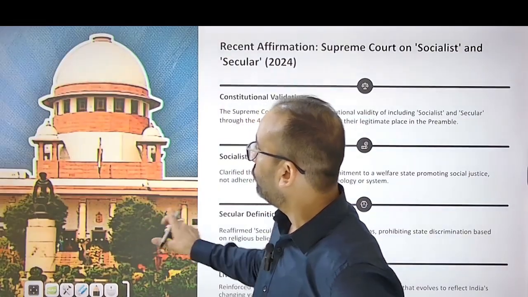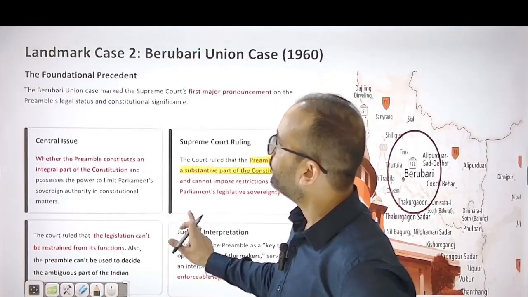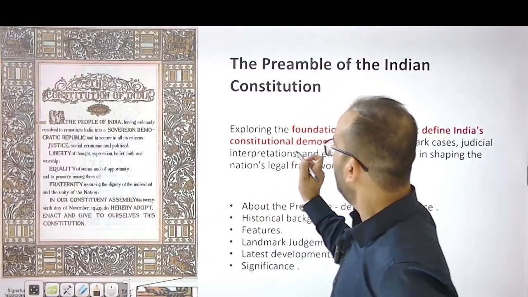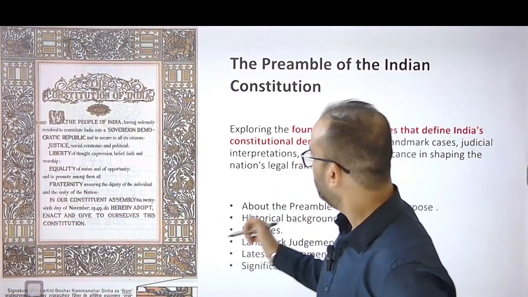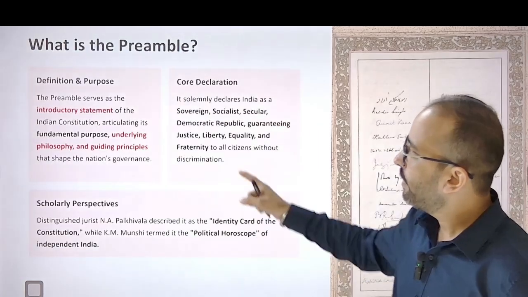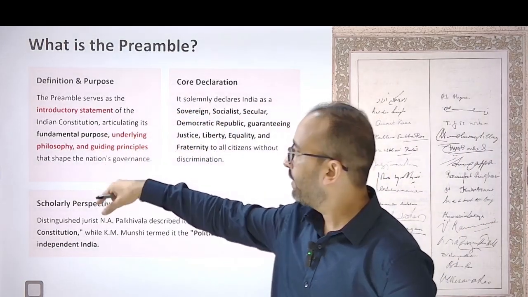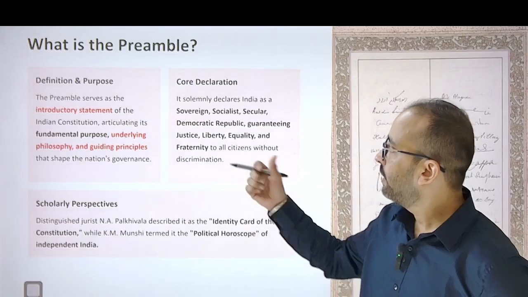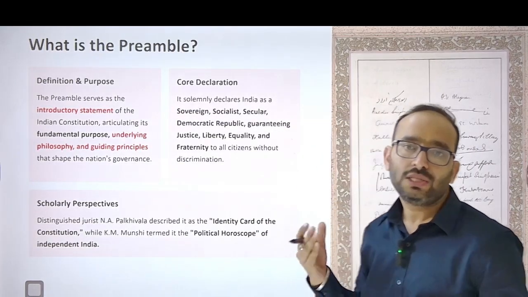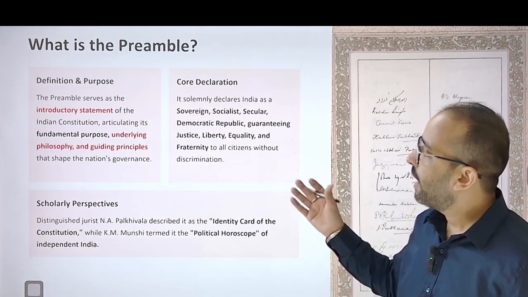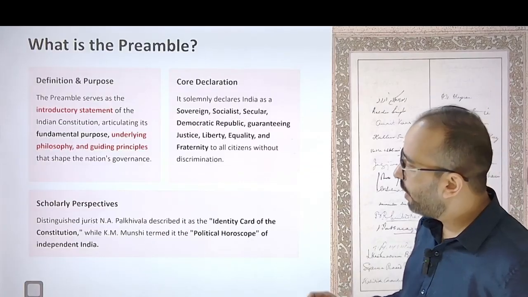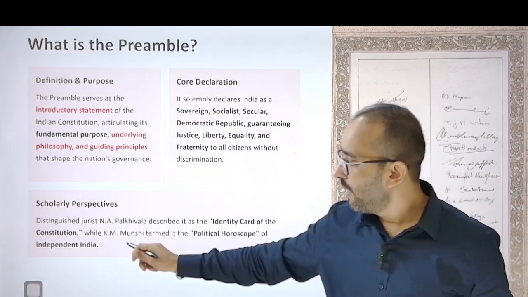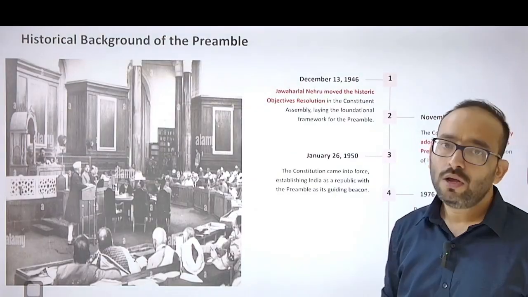Okay. So a quick recap. Preamble: foundational principles of Indian constitutional democracy. Definition: introductory statement, underlying philosophy and guiding principle, core declaration. It declares India to be a sovereign socialist secular democratic republic guaranteeing justice, liberty, equality, and fraternity to all its citizens. Palkhivala called it an identity card. K. M. Munshi called it a political horoscope.